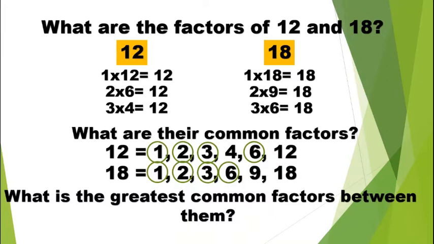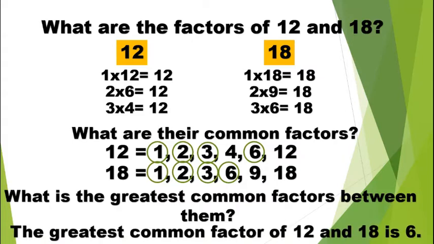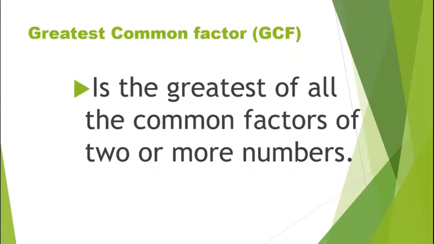Now, there is the question, what is the greatest common factor between them? When you say greatest, what is the biggest common factor between them? If you look at the top, the greatest common factor between 12 and 18 is, very good, 6. So we can say that the greatest common factor of 12 and 18 is 6. So what is the greatest common factor or GCF? It is the greatest of all the common factors of 2 or more numbers.